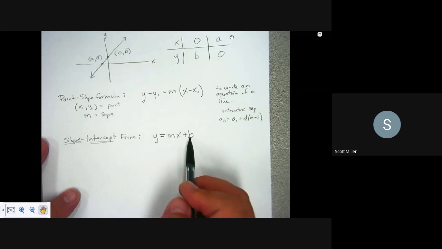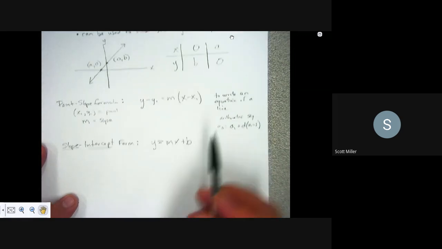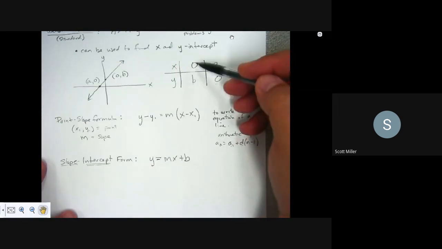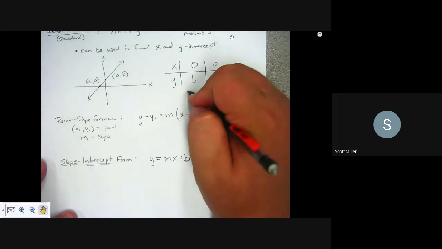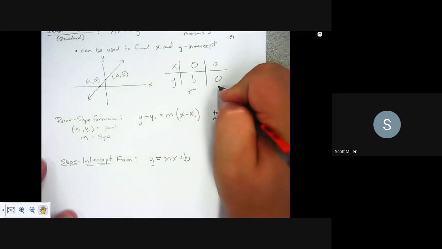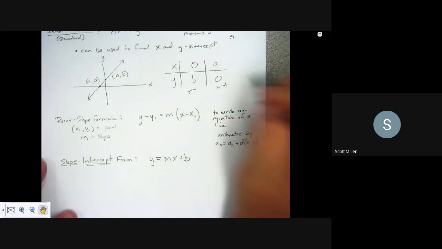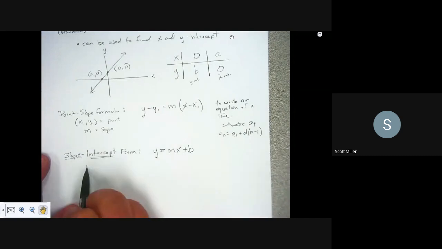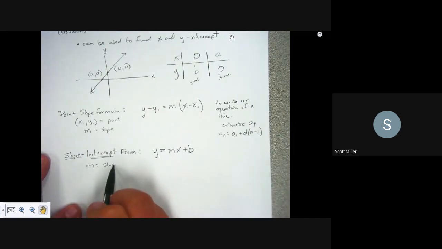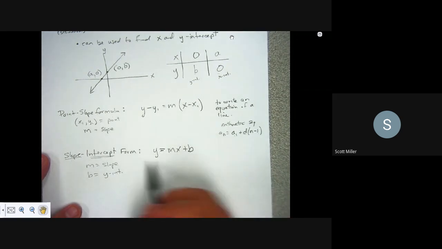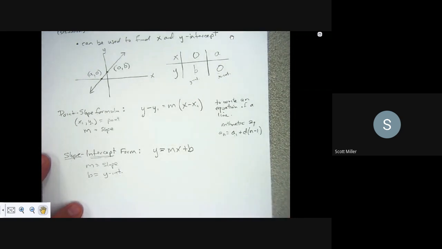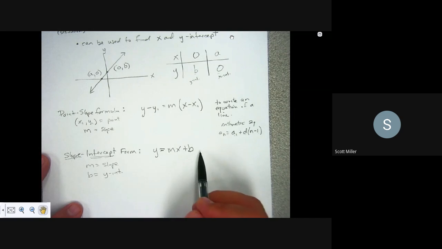Well, what intercept? What do we call b? The y-intercept is what we call b. This is the y-intercept, and this is the x-intercept. So m is the slope, and b is the y-intercept. You can look right at the equation and tell those two pieces of information when I have it in y equals format, the slope-intercept form.